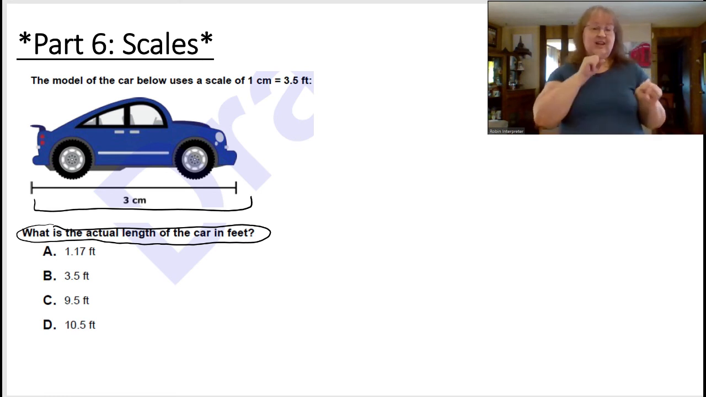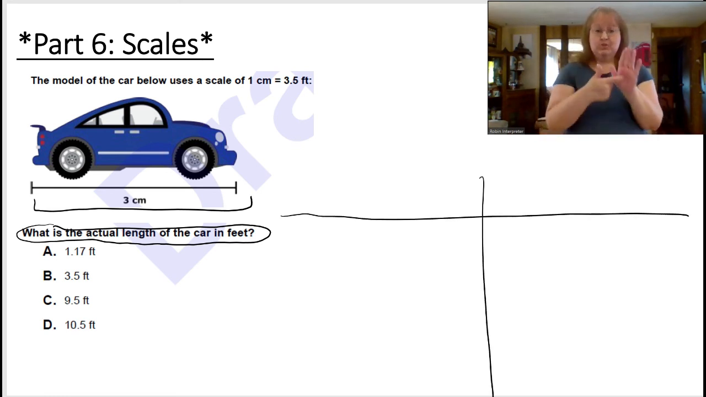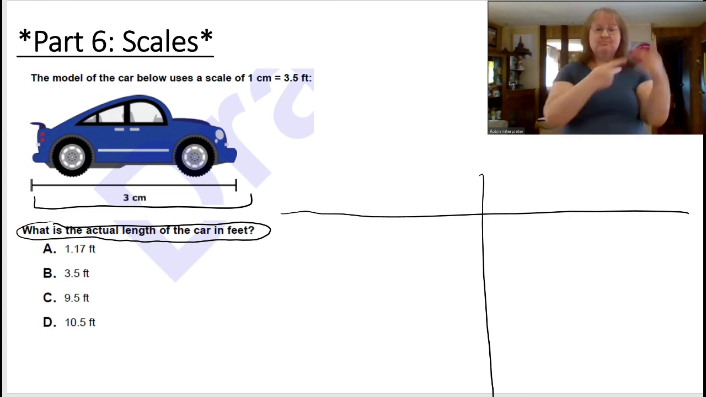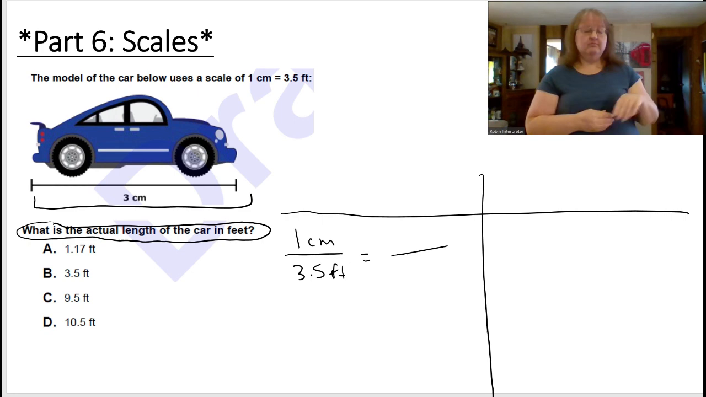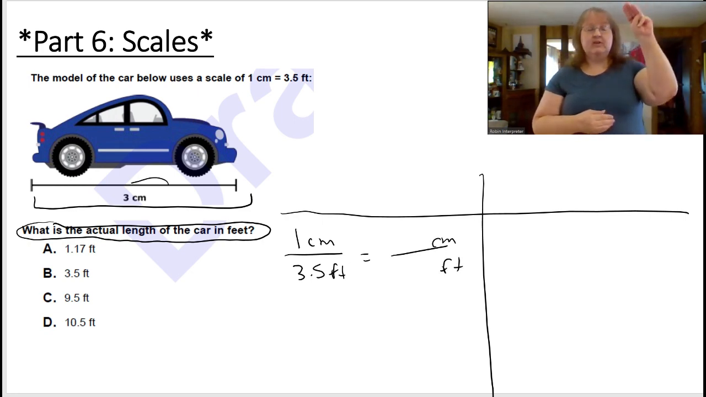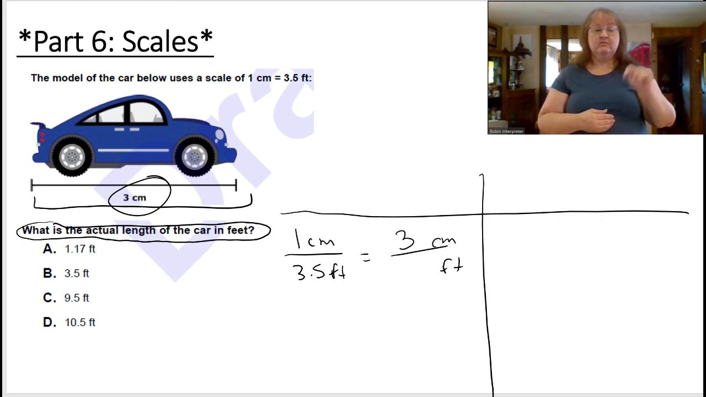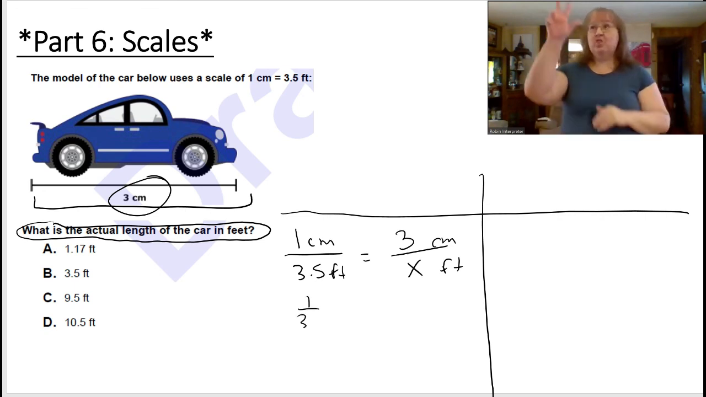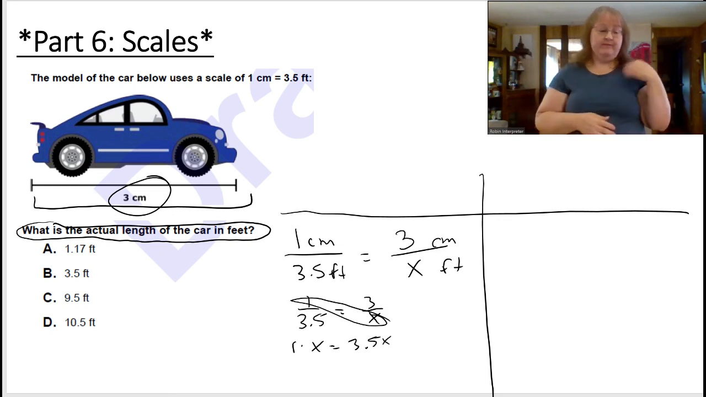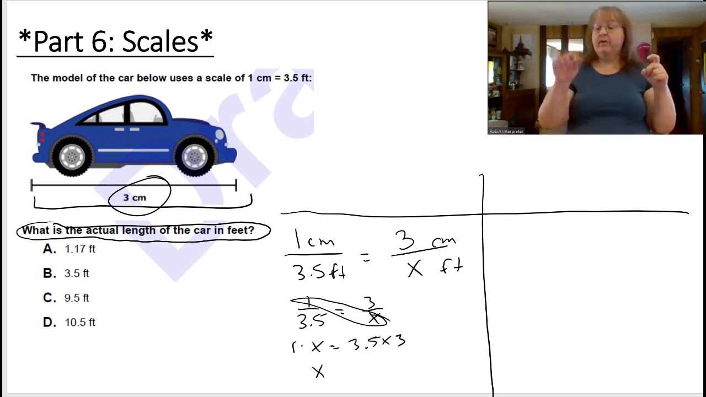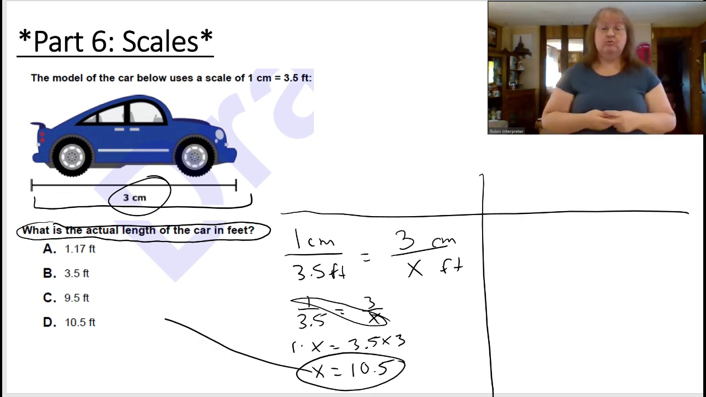All right, there's actually multiple ways you can do this problem. But let me show you using the butterfly method. So we know that 1 centimeter equals 3.5 feet. So I'm going to leave centimeters on top and put feet at the bottom. I have 3 centimeters, but I don't know the feet. So I'm going to have 1 over 3.5 equals 3 over x. So I'm going to say 1 times x equals 3.5 times 3. So 1 times x is just x. And 3.5 times 3 is 10.5.